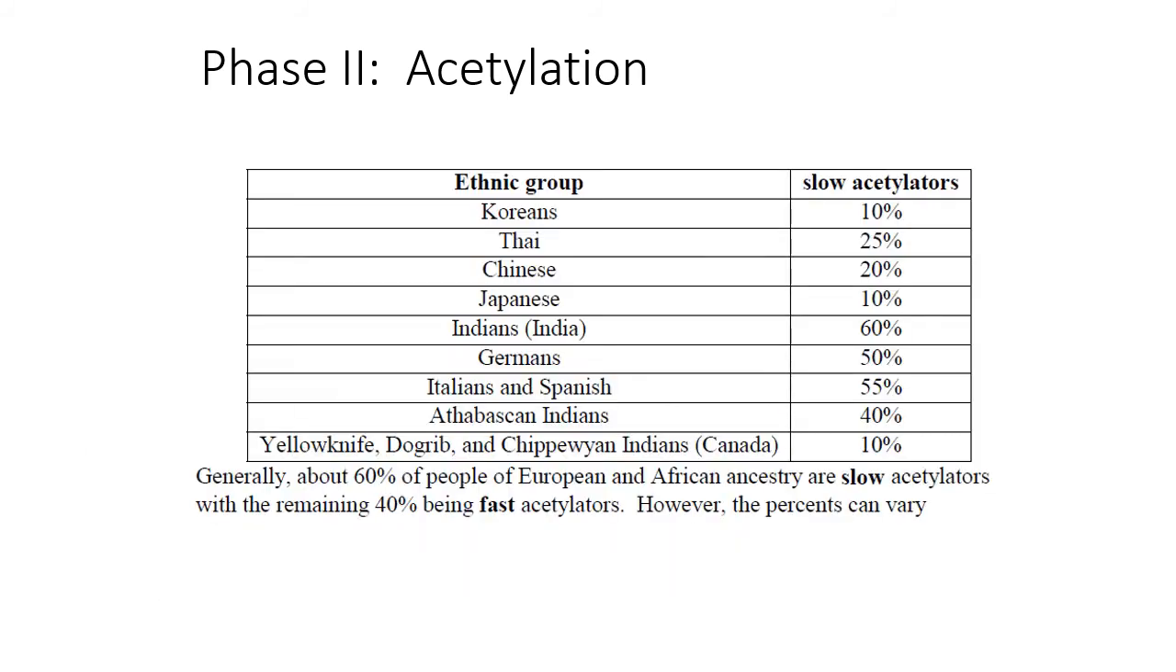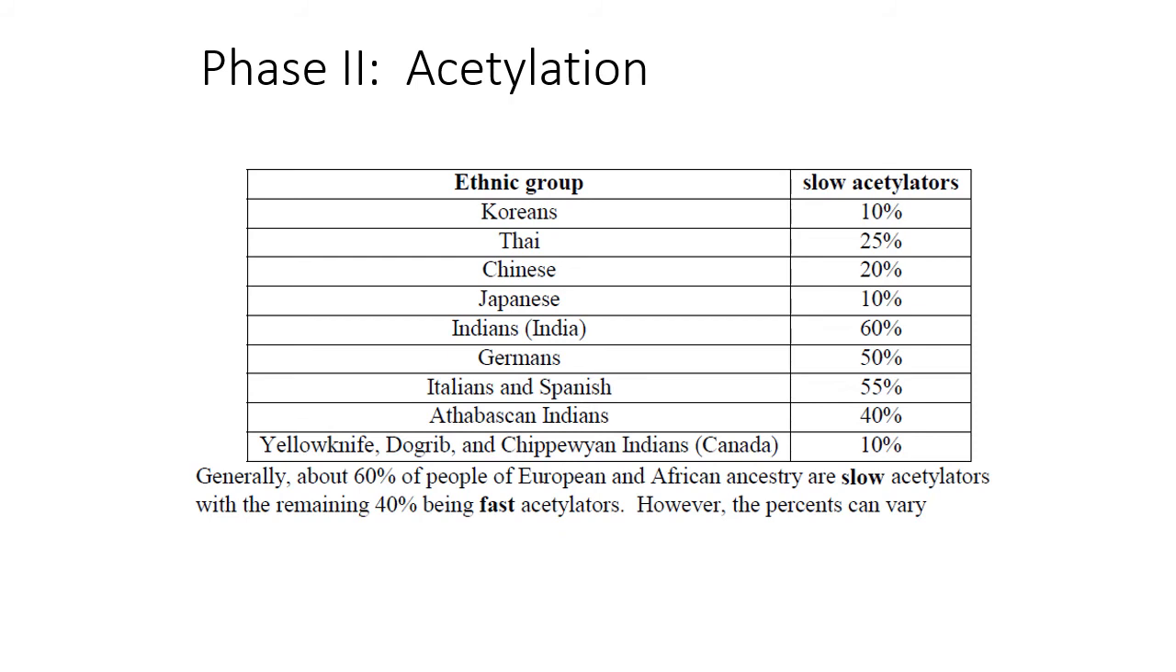This is not something to commit to memory, but I wanted you to be aware, not of the numbers, but of the fact that there are differences in different populations. There are different proportions of slow acetylators and fast acetylators. People that are from India have about 60% of that population being slow acetylators. If you happen to be Korean, you have a 90% chance of being a fast acetylator or 10% slow acetylator. That means generally you metabolize drugs that are acetylated faster, you can eliminate them probably faster.